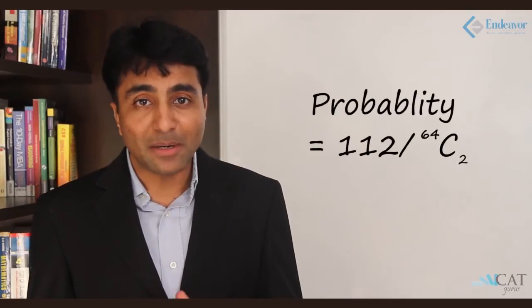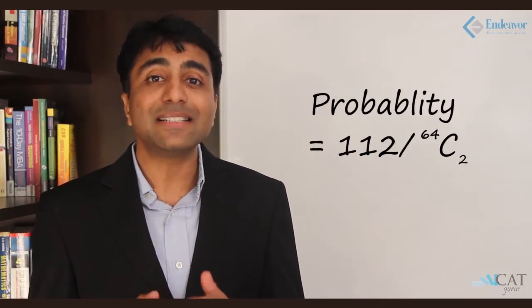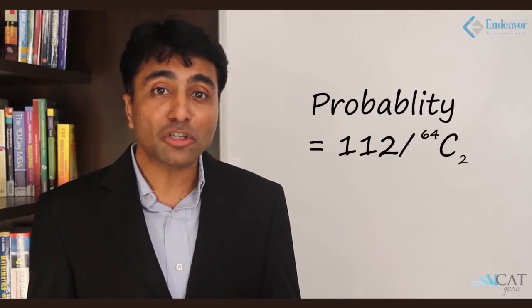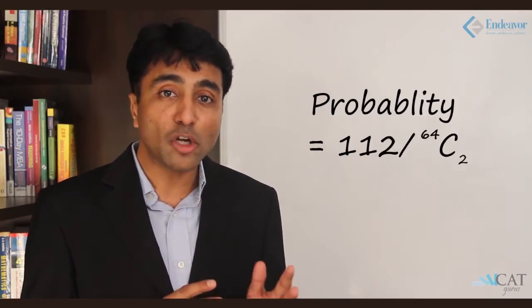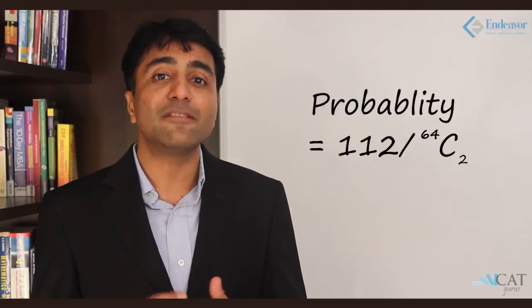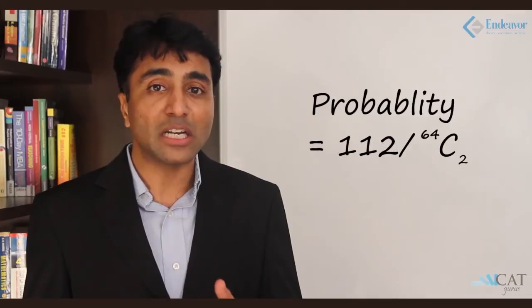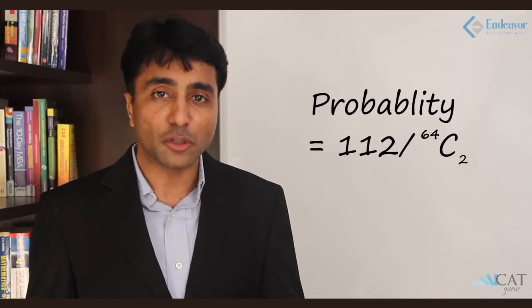So if I try to find out the probability now, probability will be 112 divided by 64C2. We need not get into exact calculation of this value because when we look at most of the options, they will be in the form of C2 or P2. So here our final answer will be 112 upon 64C2.